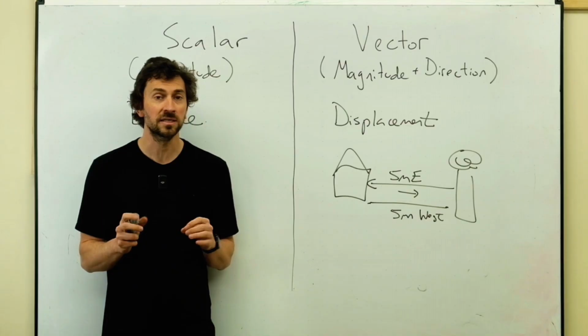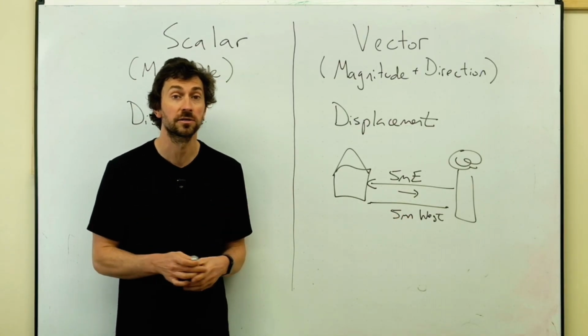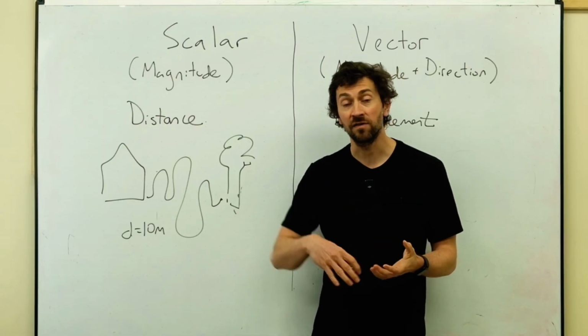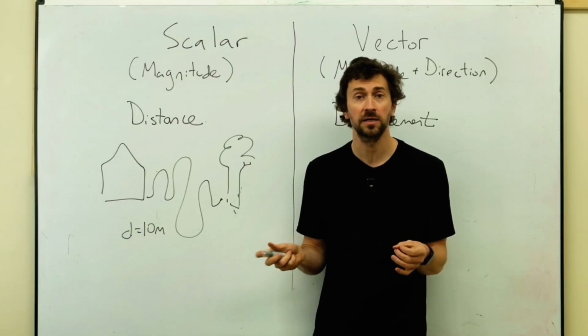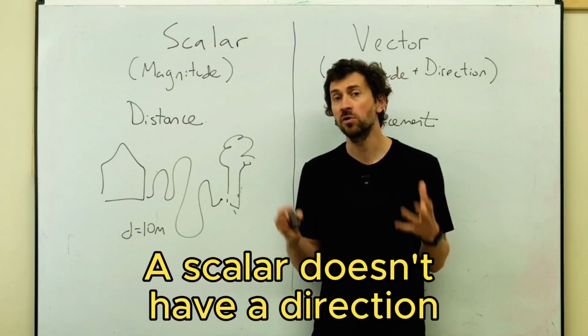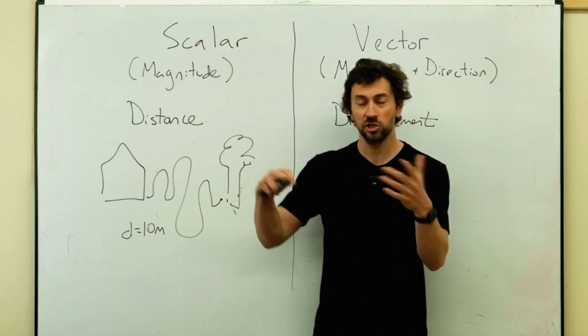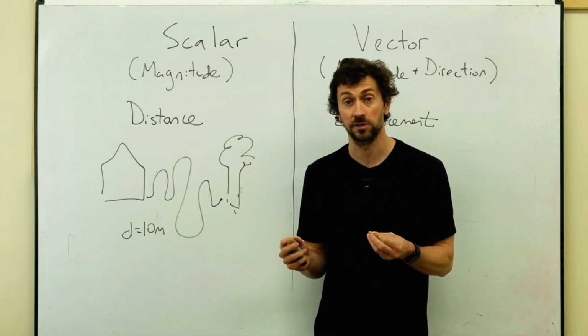With a distance, I don't have the direction as part of what it is. If I take this wobbly path, I might have a total distance of 10 meters that I walked. But this 10 meters, I don't put a direction on it because it's not in any particular direction. It's going all around. So the distance here is 10 meters.